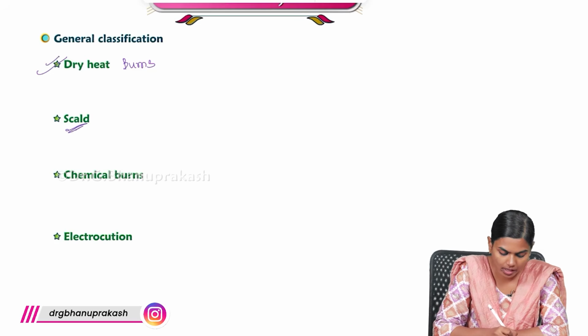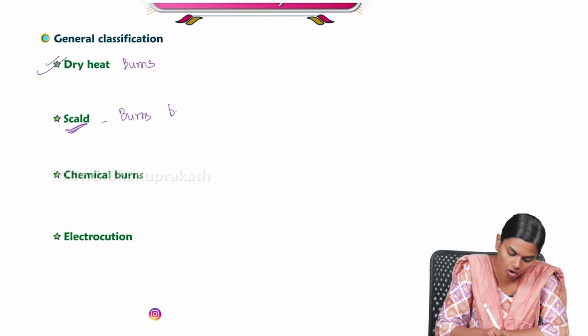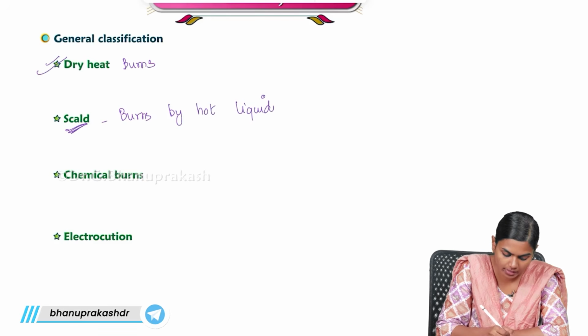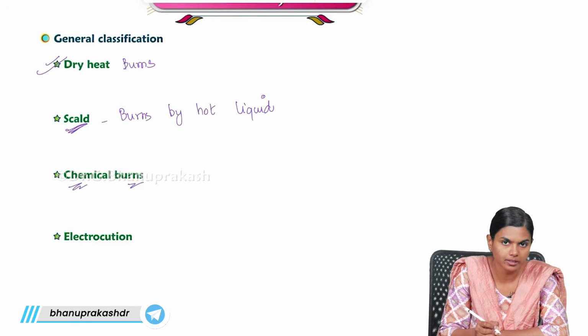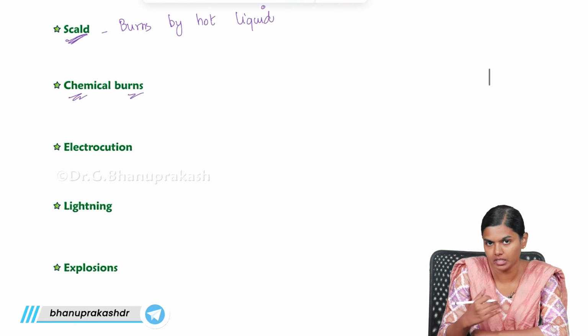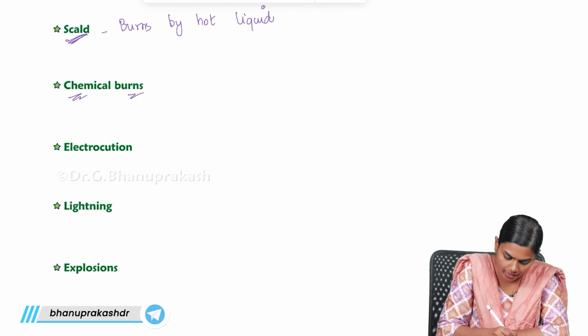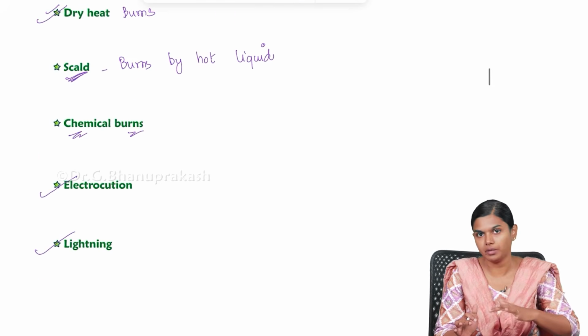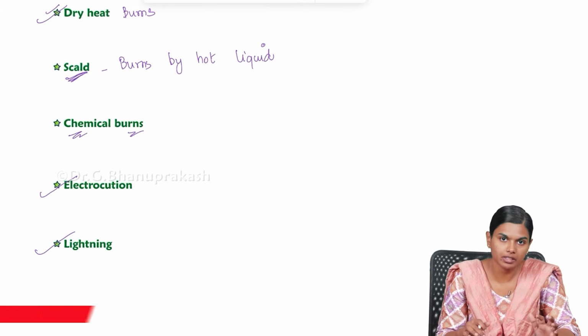Then we will be seeing about scald, that is burns by hot liquid. We will also be seeing this. Then you have chemical burns, burns caused by chemical substances. Then electrocution, lightning and explosion. All these will be covered under these thermal injuries.